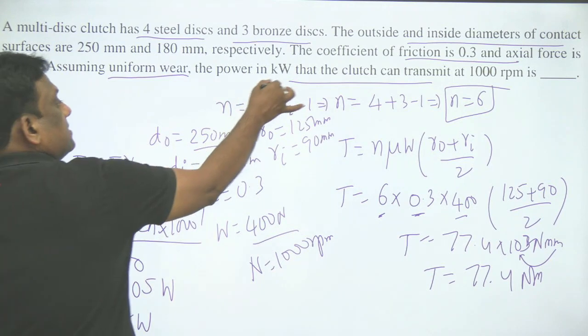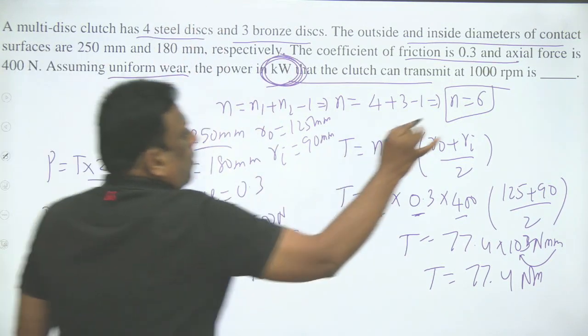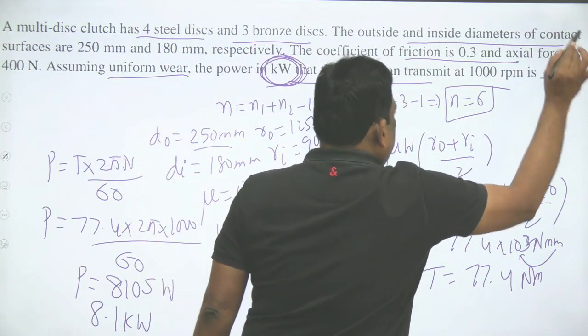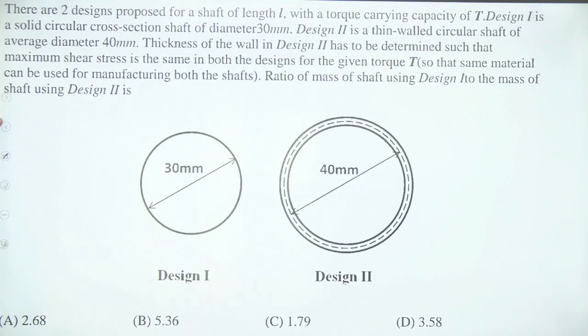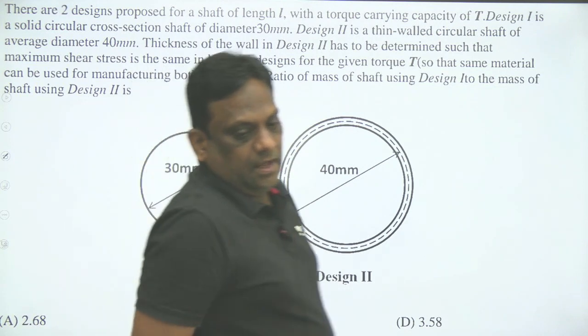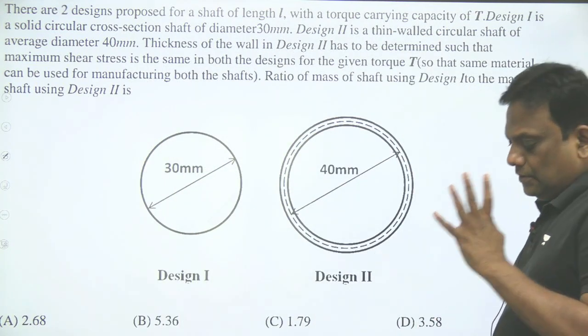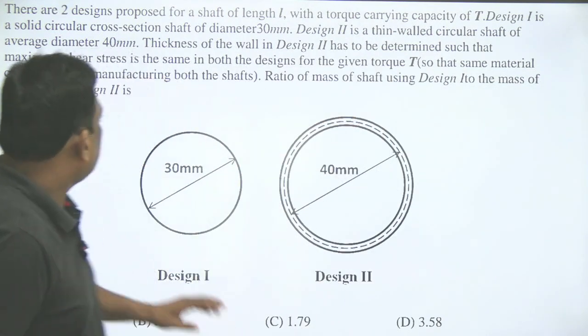He is asking the answer in kilowatt, so in kilowatt, 8.1 is the answer. So slowly we'll increase the toughness. And now this is a very good question. Please read the question.